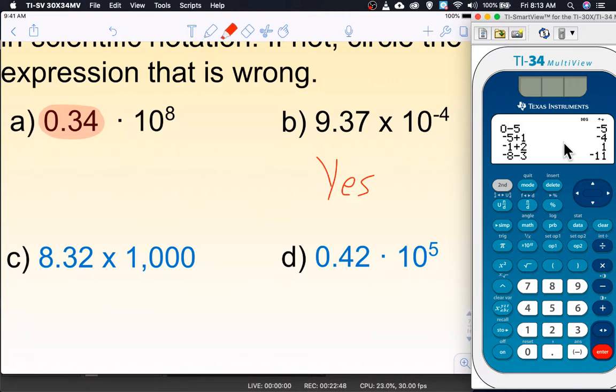All right, letter C is not scientific notation because this is not a power of 10. If that was 10 to the 3rd power, it would be scientific notation. Letter D is also not scientific notation because that exponent piece is wrong. It should be 4.2, not 0.42.